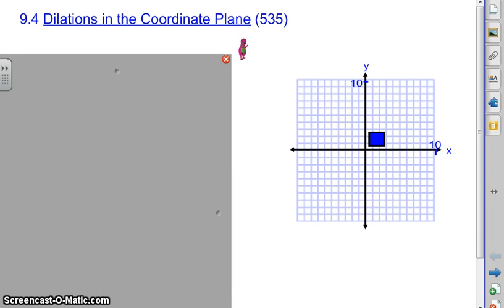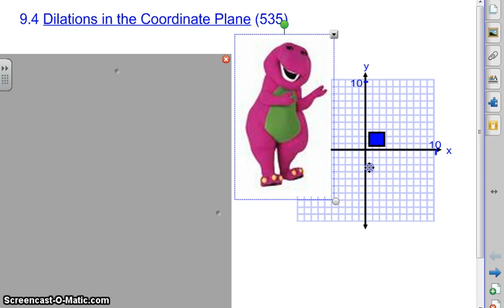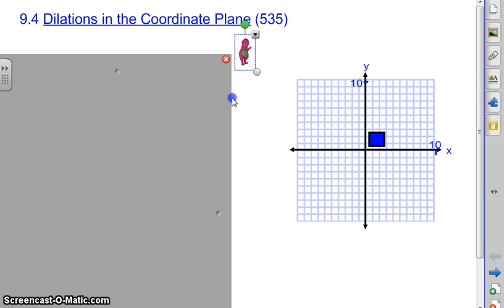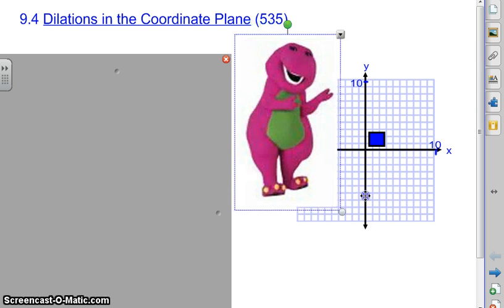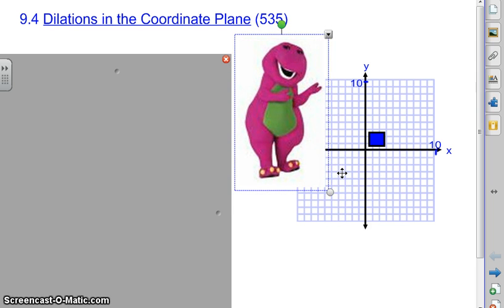Chapter 9.4, we're dilating in the coordinate plane. Do you remember we had a little preview of this with your class? We said if you're dilating, you're doing one of two things. So here's our little guy. You're either doing this, or you're taking him from this size and you're doing this. Now, how is that different than a translation?